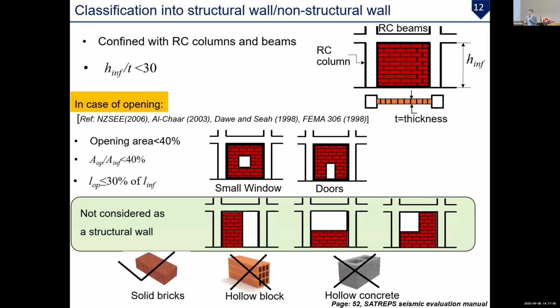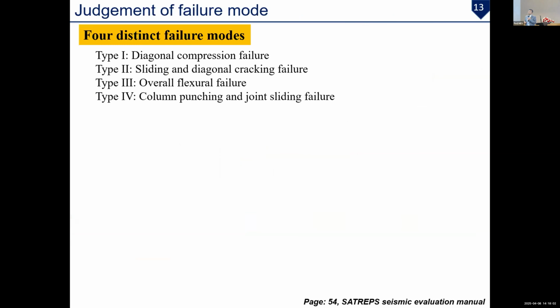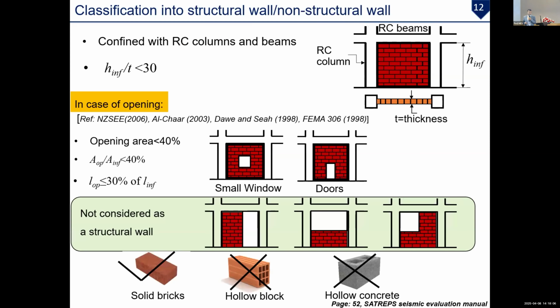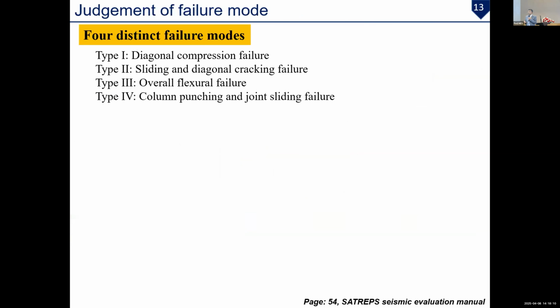And here, another point is we use solid bricks in Bangladesh as structural wall masonry infill wall materials, not hollow block or hollow concrete. If we want to use these types of material, we need to do further research and analysis. So first of all, we have to check the judgment of the failure mode. What types of failure mode does the masonry infill wall have?